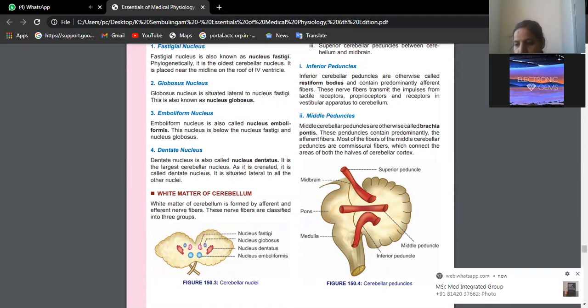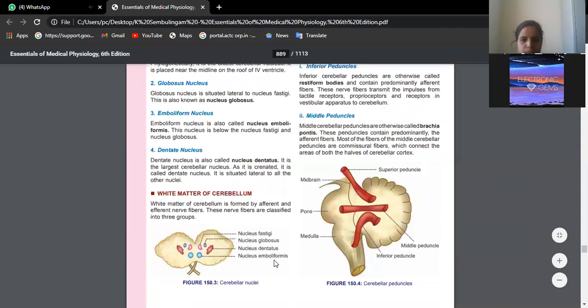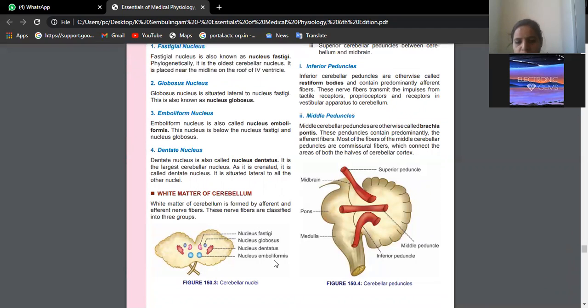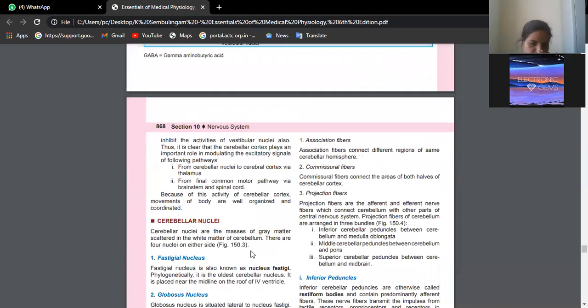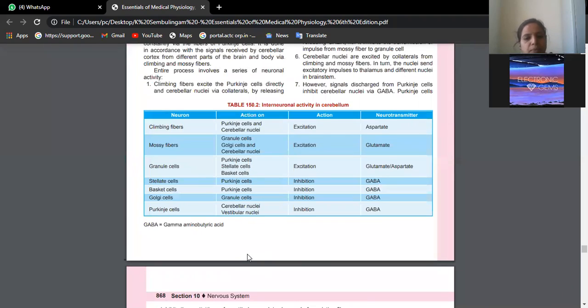Do you remember? Dentate nucleus, emboliform nucleus, nucleus fastigius, and nucleus globosus. DEFG. So these are the nuclei. That means from the nuclei also you will get certain connections. They receive and also they give.